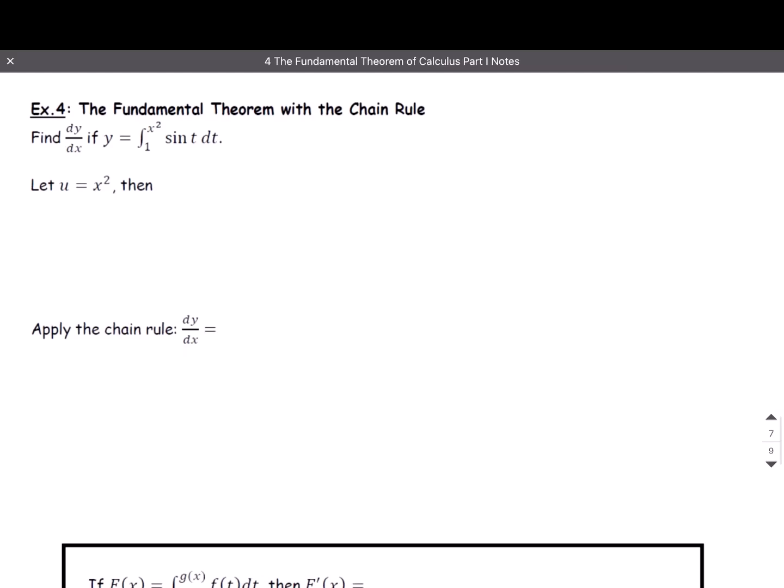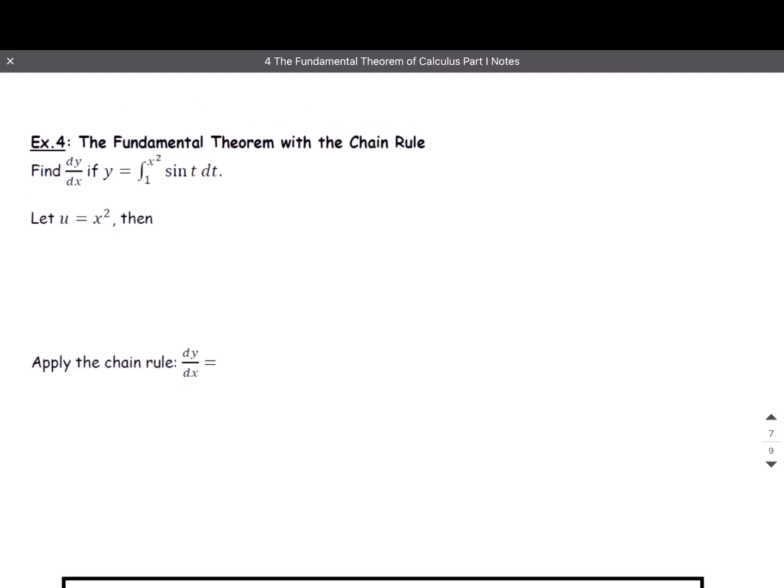Let's look at the fundamental theorem with the chain rule. Okay? Now there's two ways to do this. I'm going to do it first in a way that looks a little strange with u's, because I want to introduce u's to you, because later on u's are going to become important to us. So I want to at least introduce you to the concept of a u substitution here. So let's find dy/dx if y equals the integral from 1 to x squared of sine t dt.